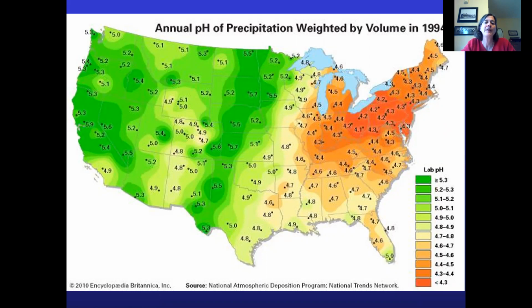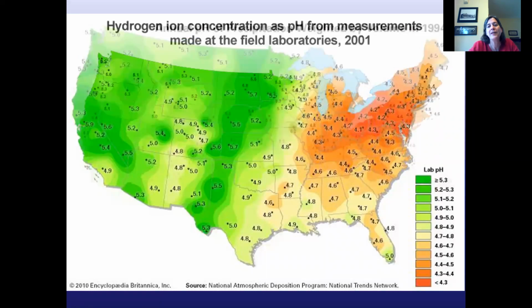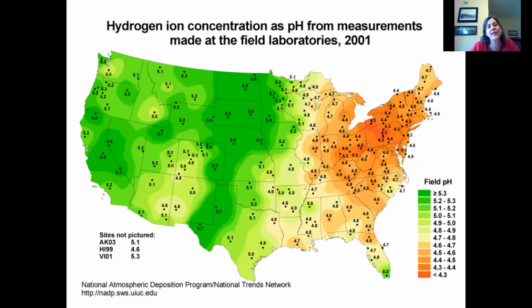And even as you look around, notice that even a lot of the green areas in the United States are below that 5.6 level. So a lot of areas are getting affected, just maybe not very much. But again, the northeastern United States has a lot of acid deposition. Here's a map from 2001, and you can see the pictures a little bit better, but we still go down into 4.2, 4.3 in some of these areas.